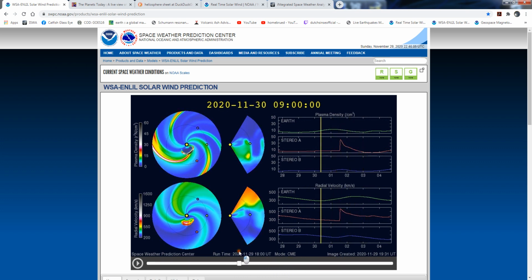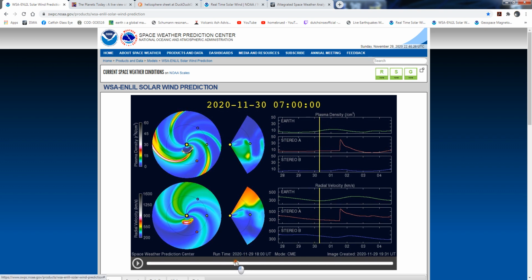It's going to here. It's where it hits. It's going to hit STEREO A, a satellite here, and this is STEREO B. This is Earth, and this is the Sun. You have the density here, which is like how thick the wind is. The velocity is how fast the wind is.